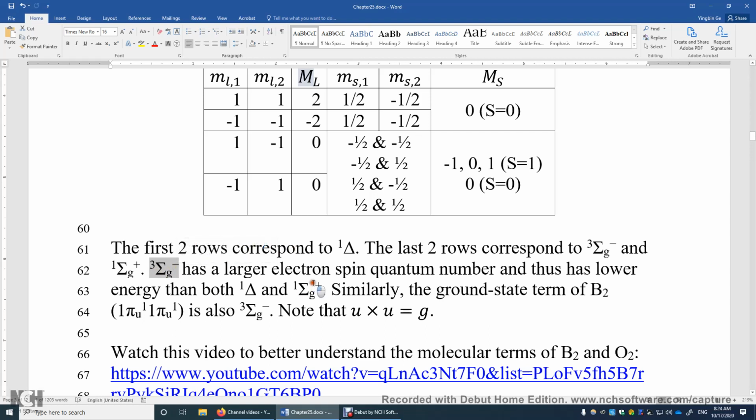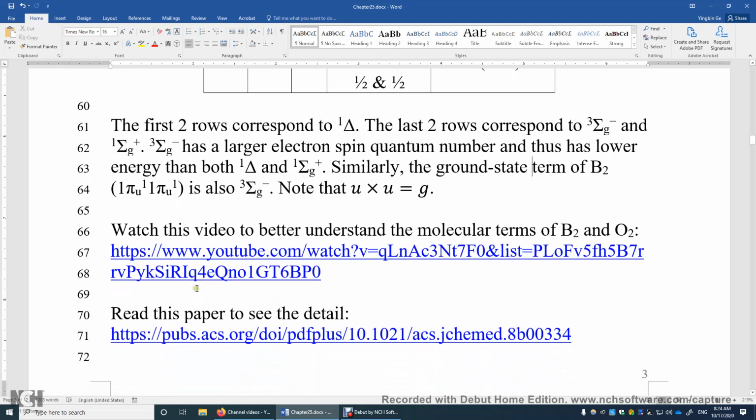All right. It should be followed by 1 delta and then 1 sigma g plus. Similarly, when you look at the ground state electronic term of B2, 1 pi u, it's also 3 sigma g minus. In this case, u times u is also g.